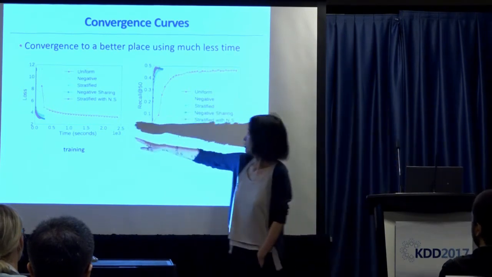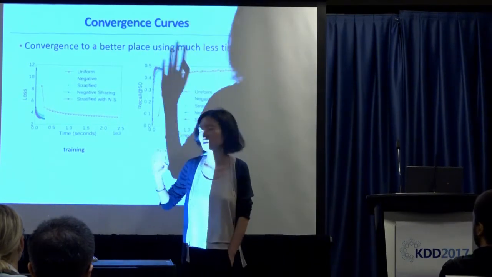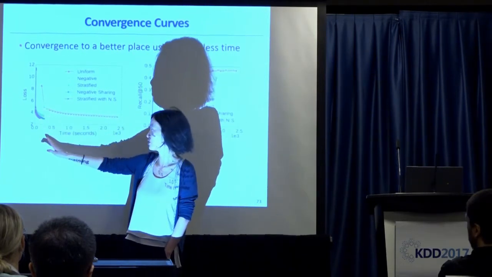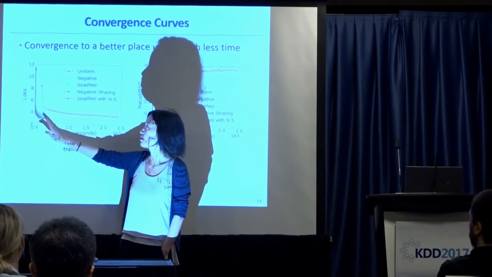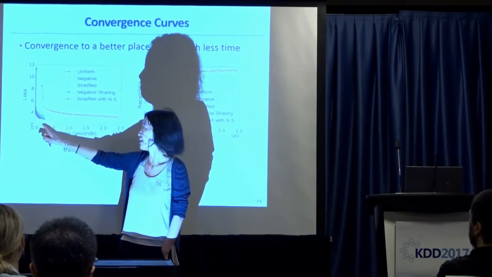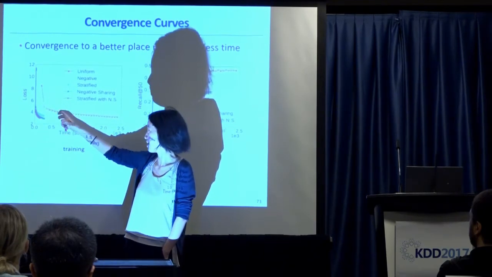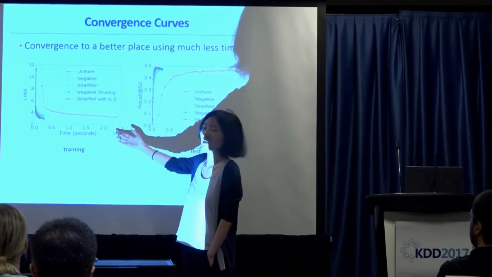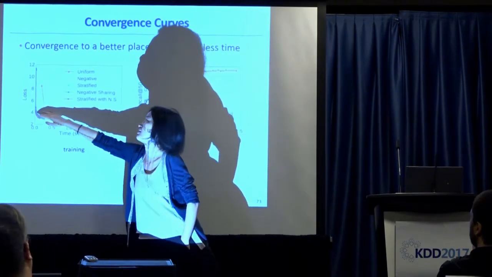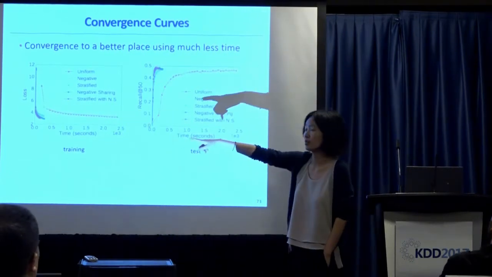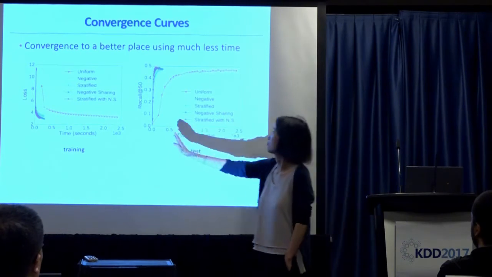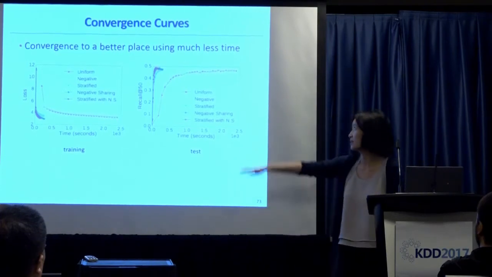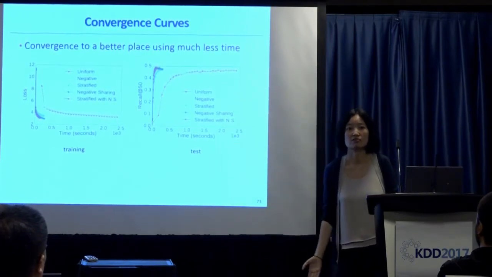Here is how it looks in the real world, the convergence curve. In the training part, our proposed sampling strategy reaches a very good loss function at a very early time. For the other two standard sampling strategies, we need to wait much longer, and they do not arrive at the same good performance as ours. That's the training part. For the testing, similarly, at a very early stage, our algorithm can already have very good performance, even better than the negative sharing kind of strategy.